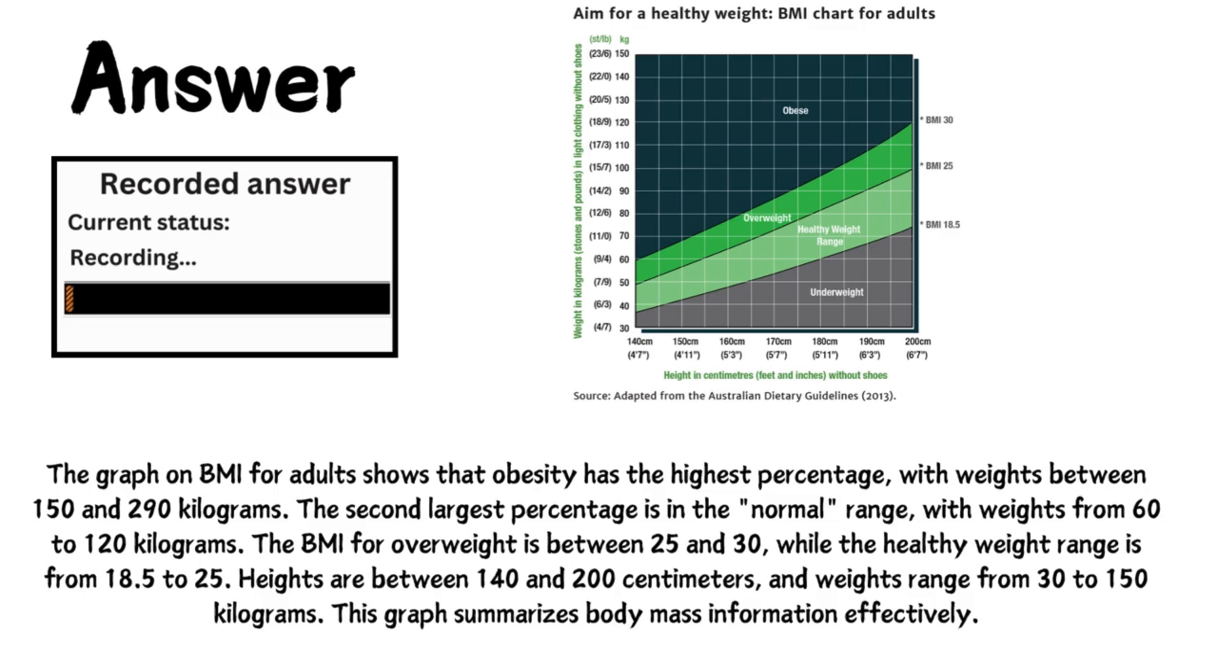The graph on BMI for adults shows that obesity has the highest percentage, with weights between 150 and 290 kilograms. The second largest percentage is in the normal range, with weights from 60 to 120 kilograms. The BMI for overweight is between 25 and 30, while the healthy weight range is from 18.5 to 25. Heights are between 140 and 200 centimeters, and weights range from 30 to 150 kilograms. This graph summarizes body mass information effectively.